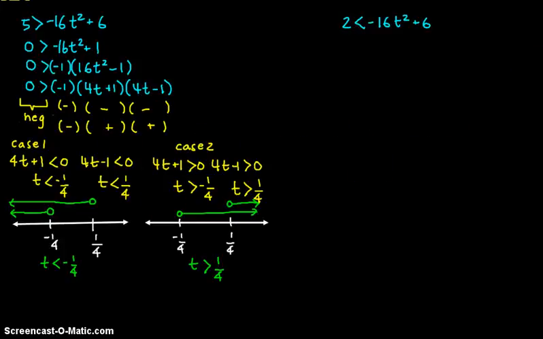So let's go back and solve now the second equation. So we got to go through this now. Okay. So bringing the 2 over, what do I got? I got 0 is less than negative 16 t squared.